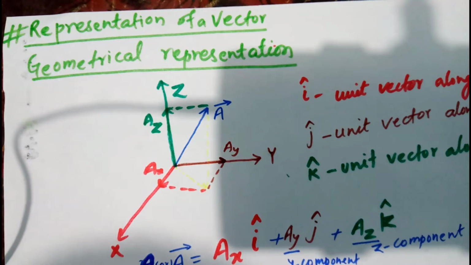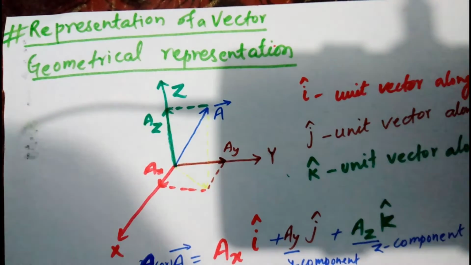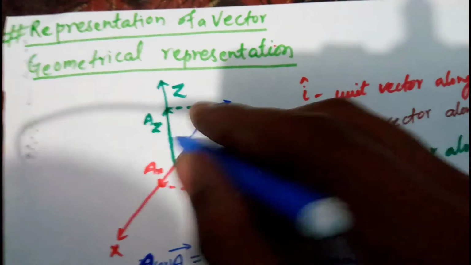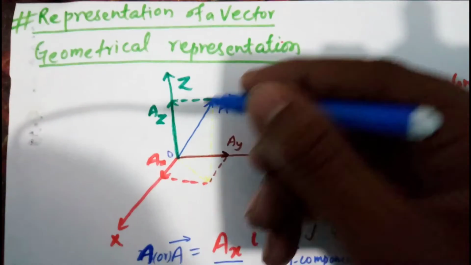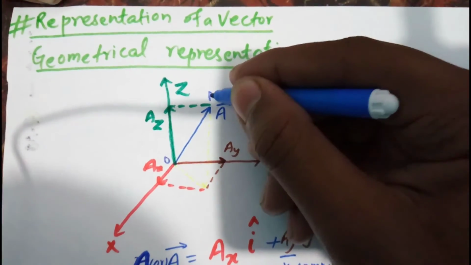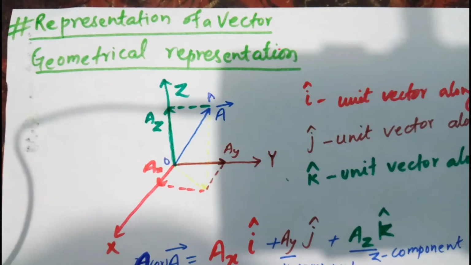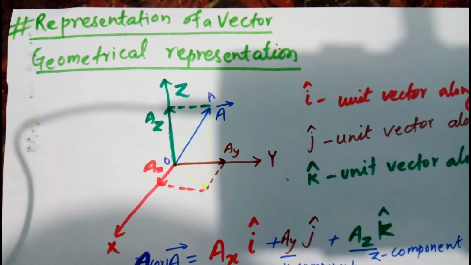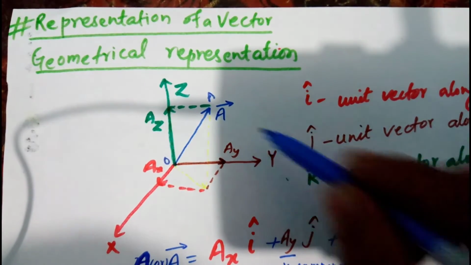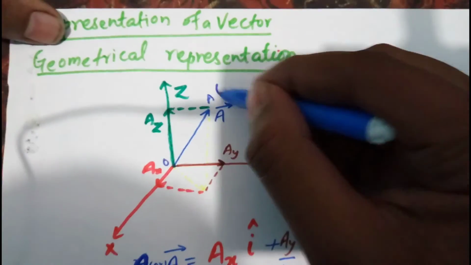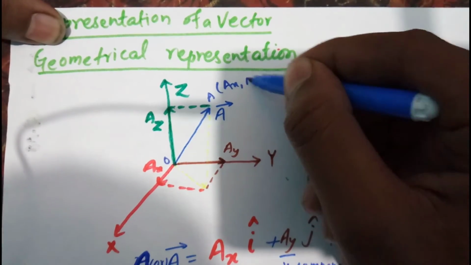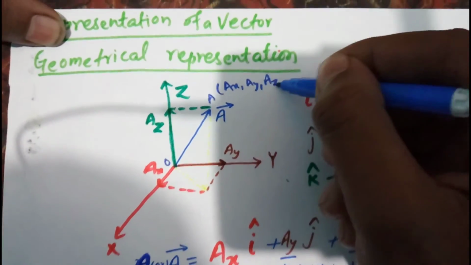So here I have drawn a line. Let me put a name on it. I have drawn a line OA. OA is a line having an arrow on its head. So this OA can be called a vector geometrically, and in this Cartesian form, to reach the point A, you need to travel AX, AY, and AZ.